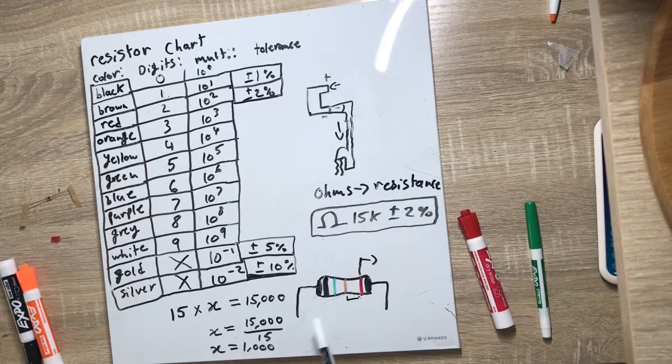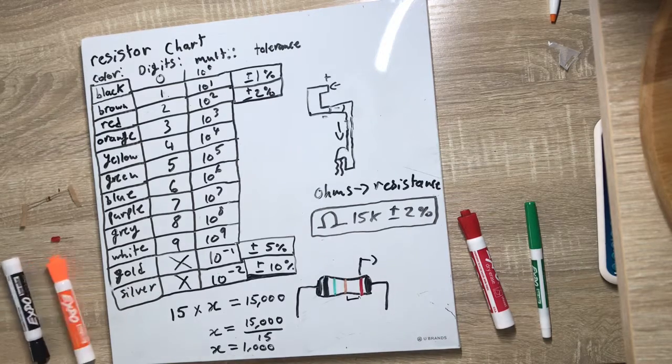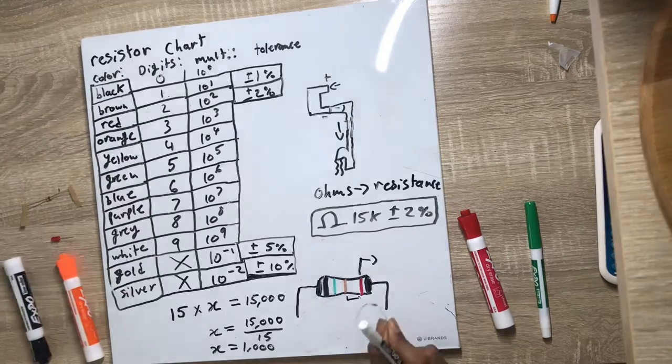So that's how you read a resistor and how you tell how many ohms of resistance it carries. You can use this to find out how many ohms of resistance you need in a circuit, and how to use them to control electricity in a circuit.